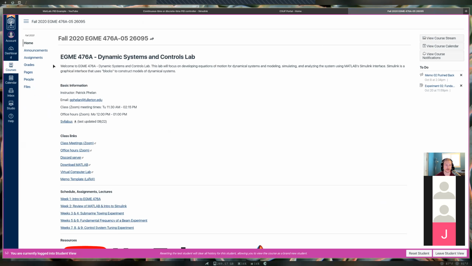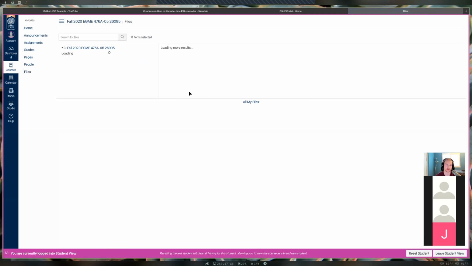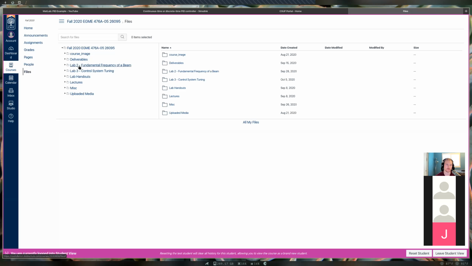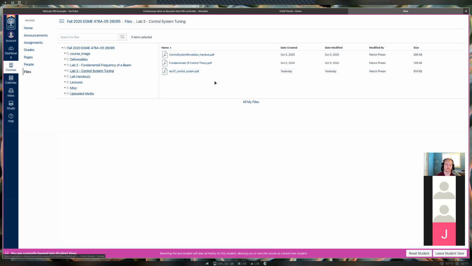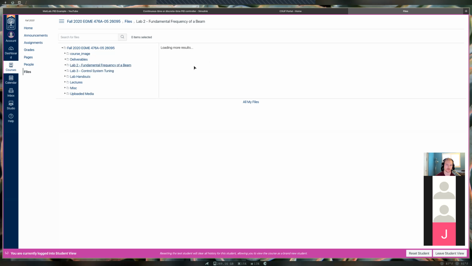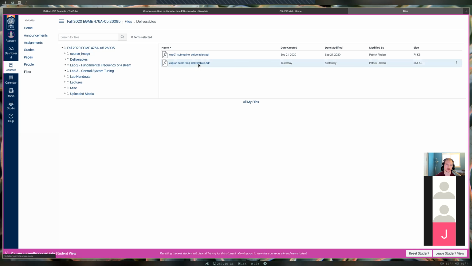A different way that you can access files in the class is to go in the left-hand sidebar, click on files, and then I have them broken up by the lab as well. I'm going to click on lab 3, and I updated the slides for today. And then we have the handout here. Oh, I guess I didn't upload the deliverables under there. I got to do that. Oh yeah, I'm looking at lab 3, that's why. I need to put the deliverables for lab 2 under this folder.